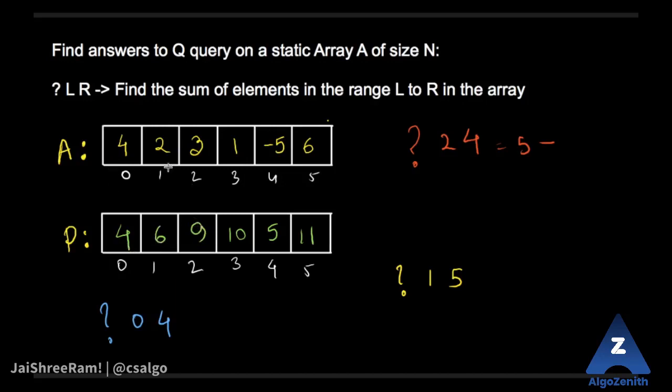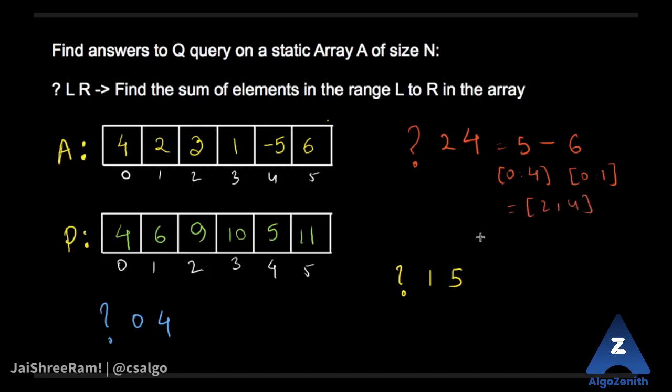it removes the contribution of all the elements from 0 to 1, so you are left with only 2 to 4. So this 5 is the sum of elements from 0 to 4, and then you subtract this value at 1, that is 6, and that is like the sum of elements from 0 to 1. So you basically remain with the range 2 to 4.